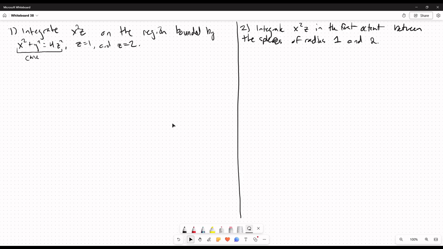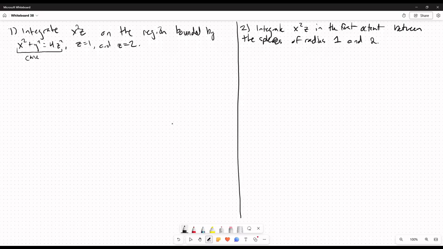Hello! In this video, we're going to look at integrating over some interesting regions using change of coordinates. Specifically, we're going to be using cylindrical coordinates in this first problem and spherical coordinates in the second problem. In this first one, we're integrating x squared z on the region bounded by x squared plus y squared equals 4z squared, z equals 1, and z equals 2.